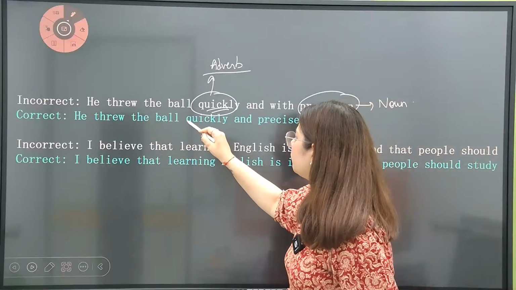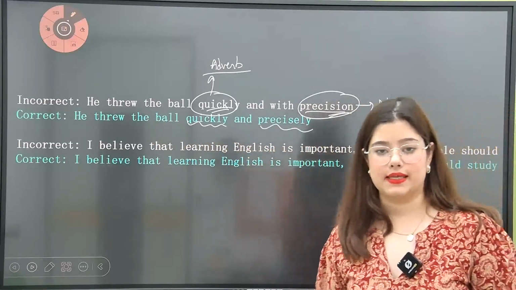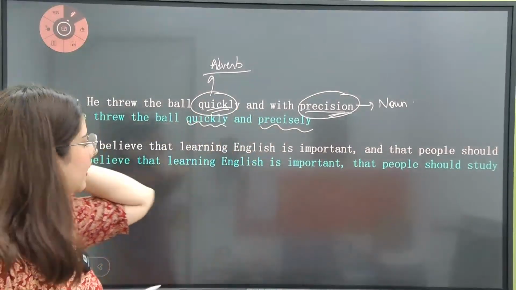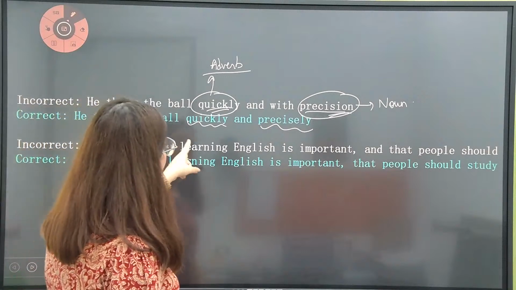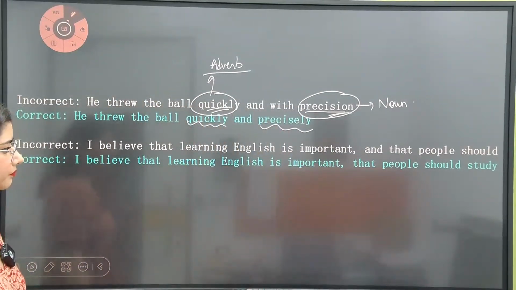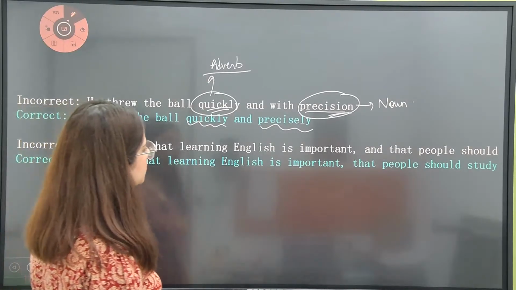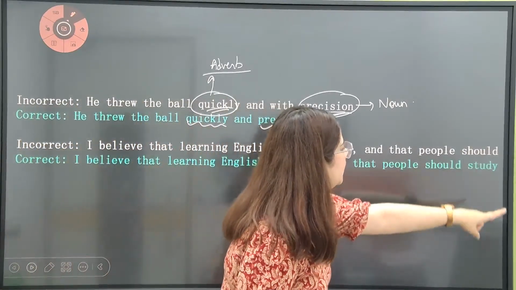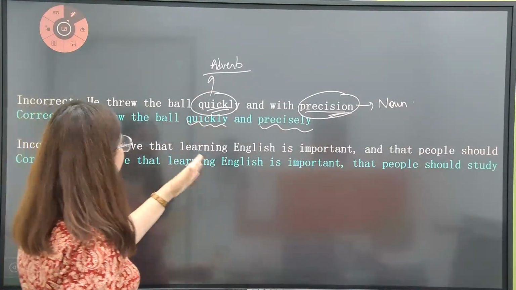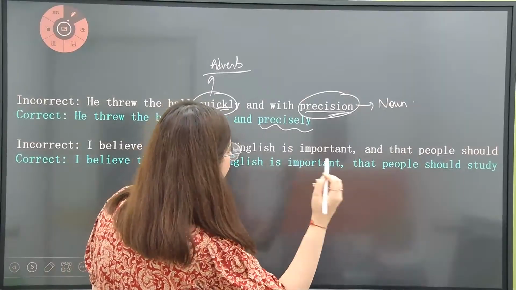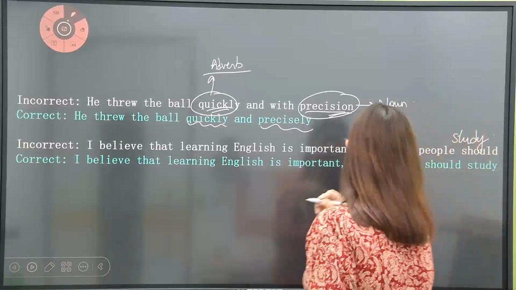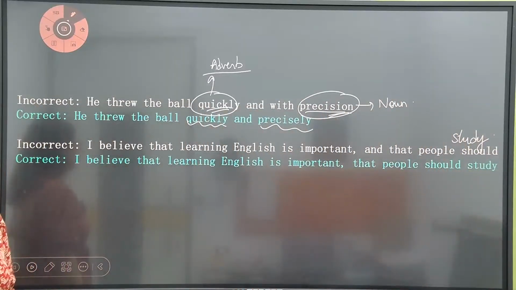So he threw the ball quickly and precisely. Next, I believe that learning English is important and that people should study. I believe that learning English is important, that people should study, and this sentence is actually incomplete. So I believe that learning English is important and that people should study. Right?